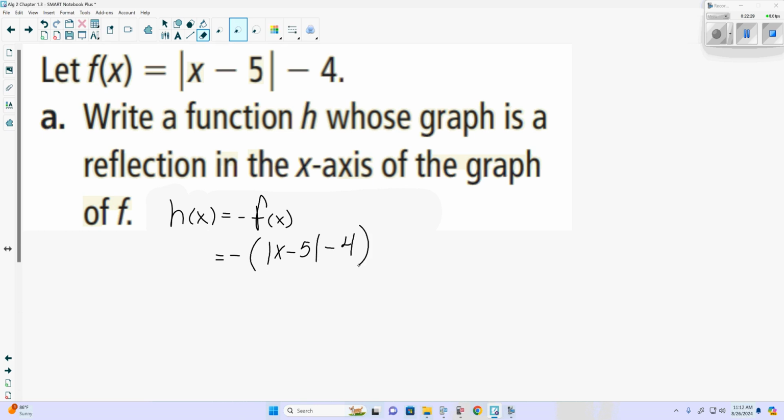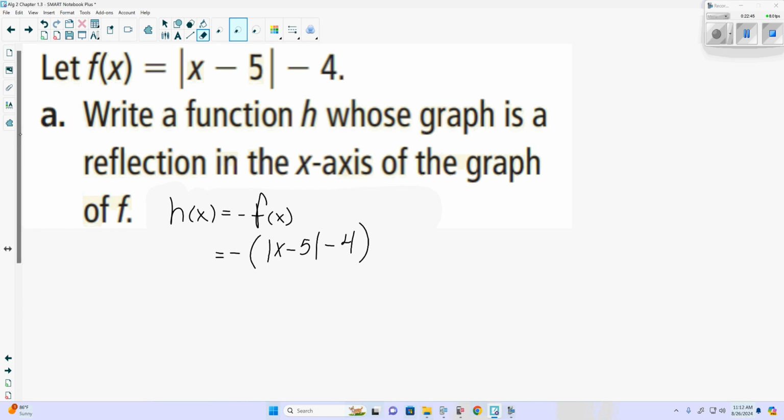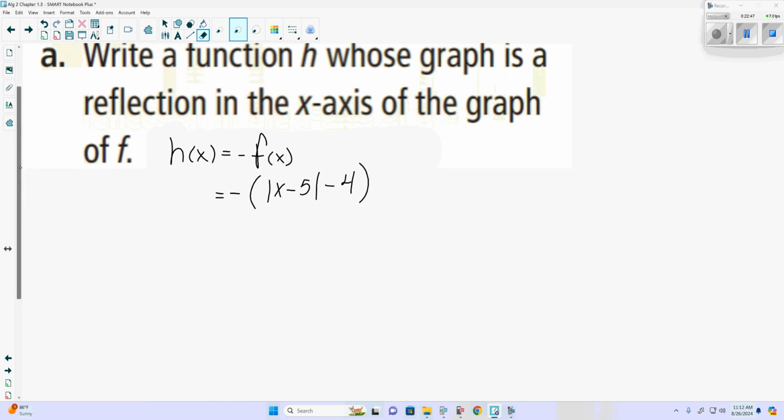And this is, again, one of the cases where we really do need those parentheses, because the negative is not going to be just applied to the absolute value of x minus 5, it's also going to be applied to the negative 4. It has to be applied to each part of it. We good on this part here?